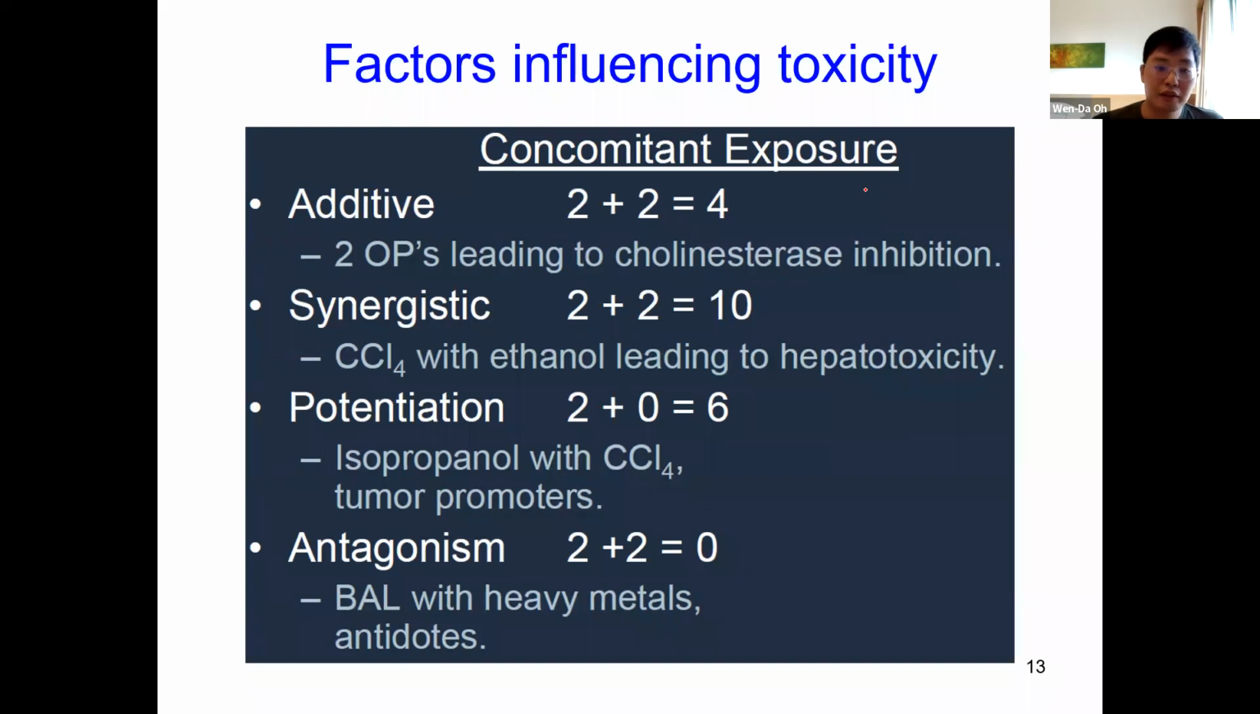For example, CCl4, carbon tetrachloride, when it is ingested together with ethanol, in our body, it can actually lead to something called a synergistic effect, whereby 2 + 2 you get 10. This leads to hepatotoxicity, which means issues with our liver. So the other one is potentiation, whereby 2 + 0 = 6. You ingest something that's non-toxic together with something that's toxic, you can have enhanced toxicity of that particular toxic element.